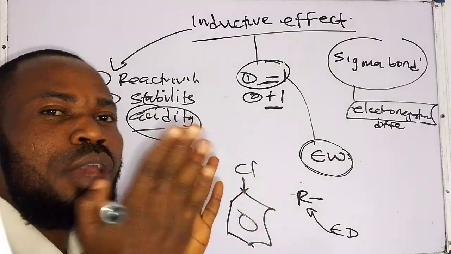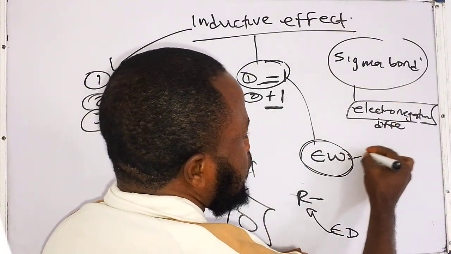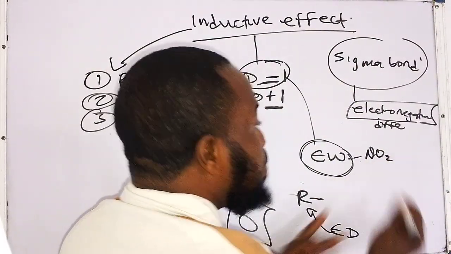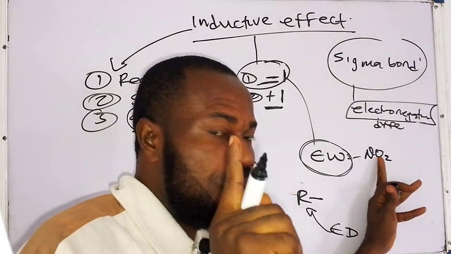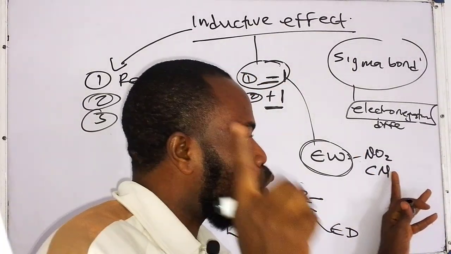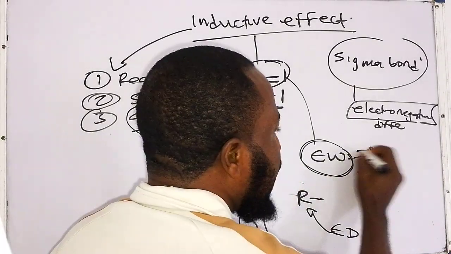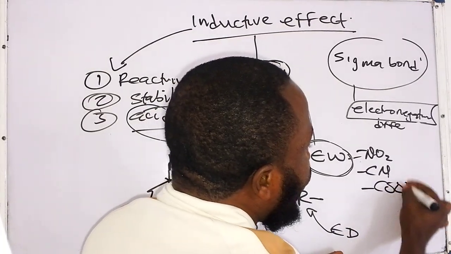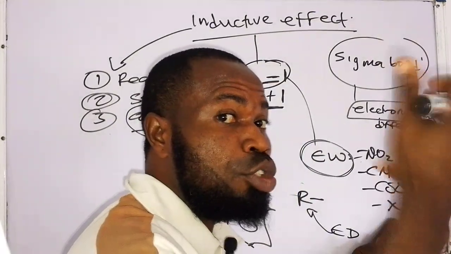So now I want to list out the strong electron withdrawing groups and how to identify them. Please take note that NO2 is a very strong electron withdrawing group, based on the fact that nitrogen is electronegative and oxygen is also electronegative. Cyanide is also a good electron withdrawing group because of the nitrogen and the triple bond between carbon and nitrogen. Another strong, but not that strong, electron withdrawing group is COOH. And of course, the halogens are electron withdrawing groups.